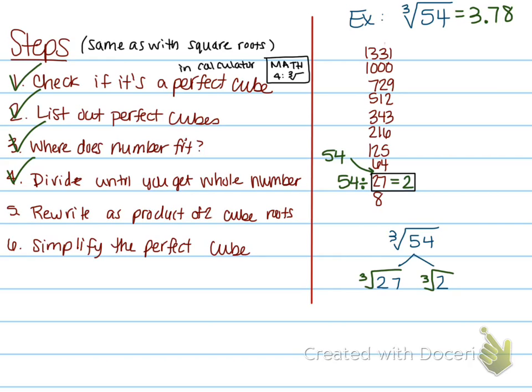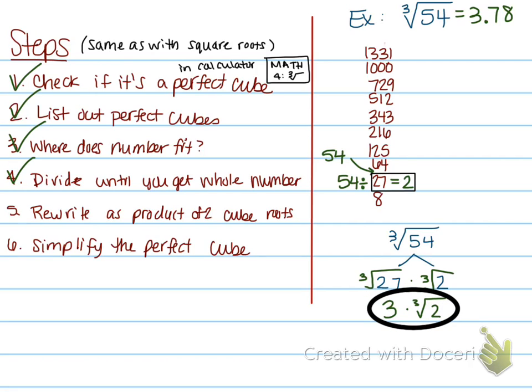I know 27 is a perfect cube because it came from my list, so I'm going to simplify it. If you don't remember what the cube root of 27 is, you can do it in your calculator. Math, select the fourth option, and type in 27. When you do that, you get 3. Cube root of 2 is not on my list, so it's going to stay as the cube root of 2. This is my answer.